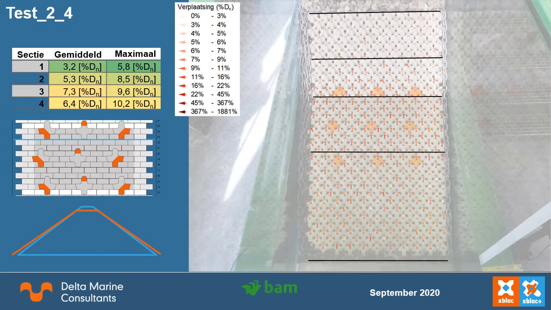So there were quite some settlements, and you can also see that the settlements at the toe were largest. Then this is test 2-4. And in this test with only the broken blocks, settlements are in fact quite small, and still there are some settlements towards the toe of the structure. So also in this test, the toe was still not completely stable.